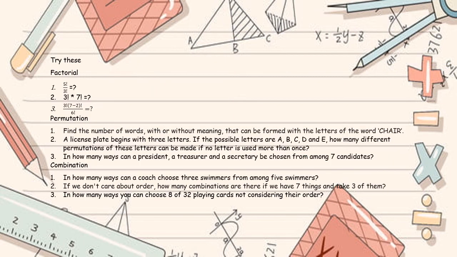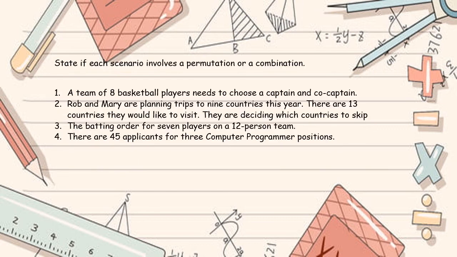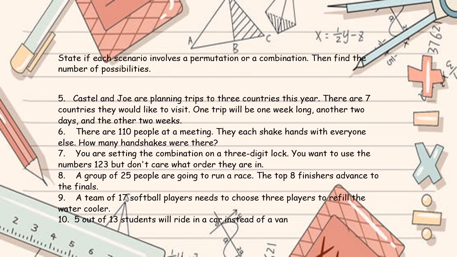And for the application, try this one. And for the evaluation, evaluate the following. State if each scenario involves a permutation or a combination, then find the number of possibilities.